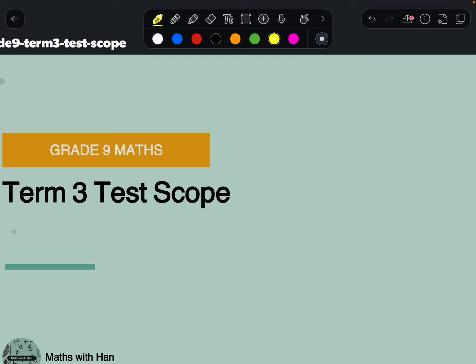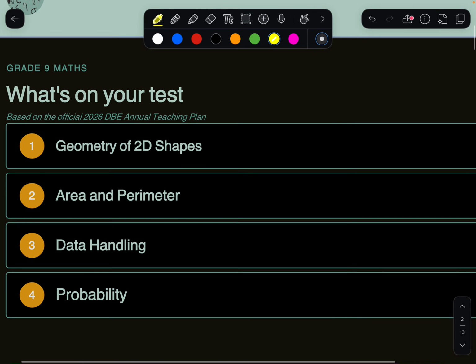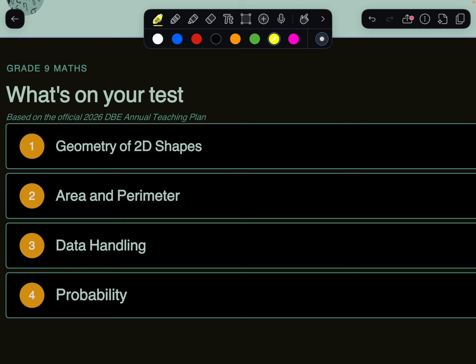In this video I'm going to be covering the term 3 test scope, so basically everything you're going to be learning about in term 3 and what you should be revising before your term 3 test. So in term 3 in grade 9 you should be having a look at these topics: geometry of 3D shapes, area and perimeter, data handling and probability.